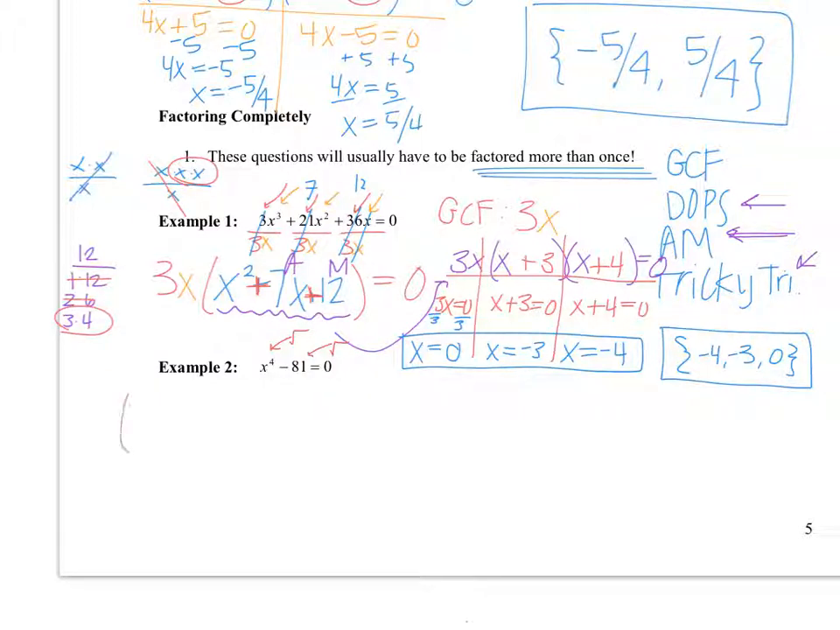If I take the square root of x to the 4th, I get x squared for both. I know that they have to be identical parentheses, just like we talked about earlier in the video, except that one has a plus and one has a minus. And then square root of 81 gives me 9.